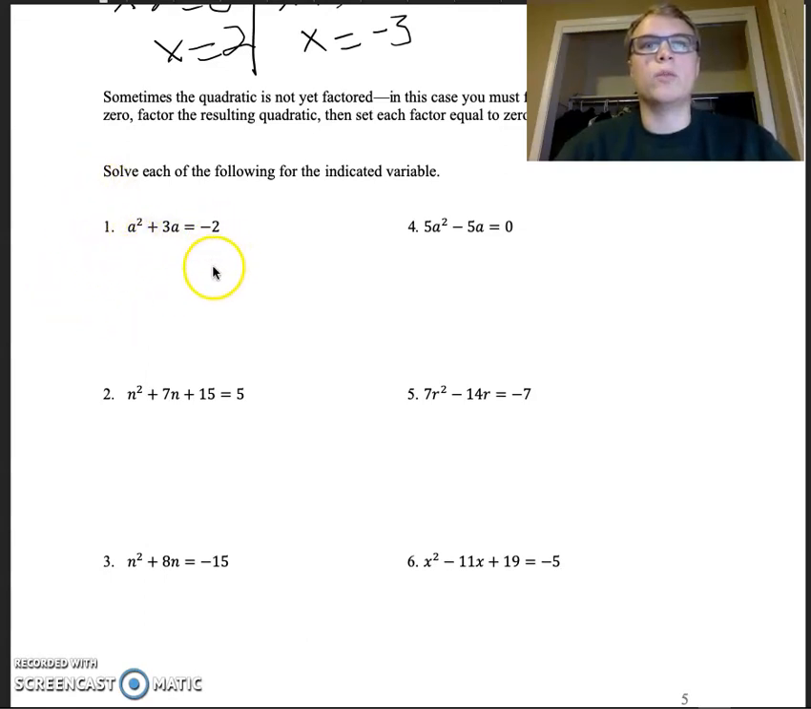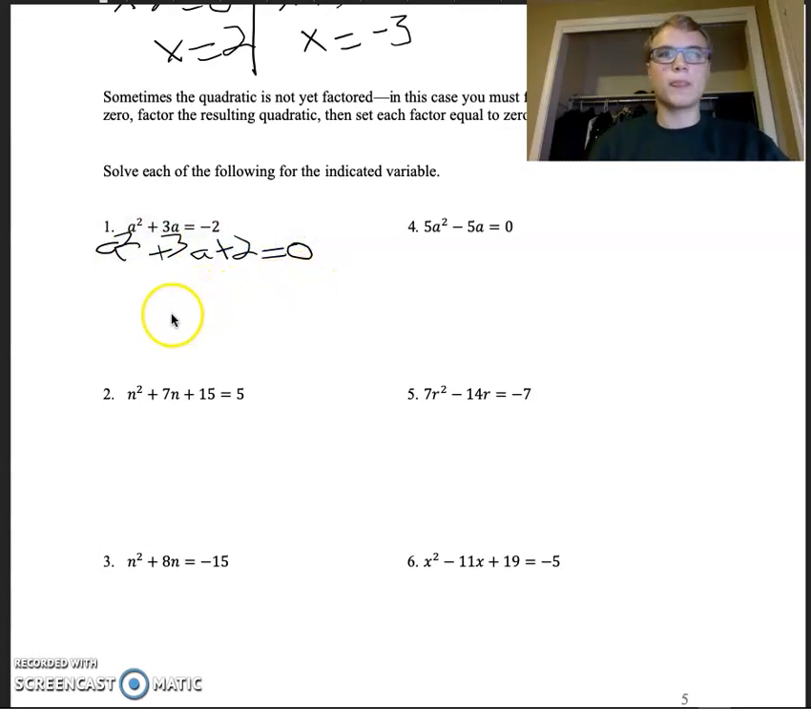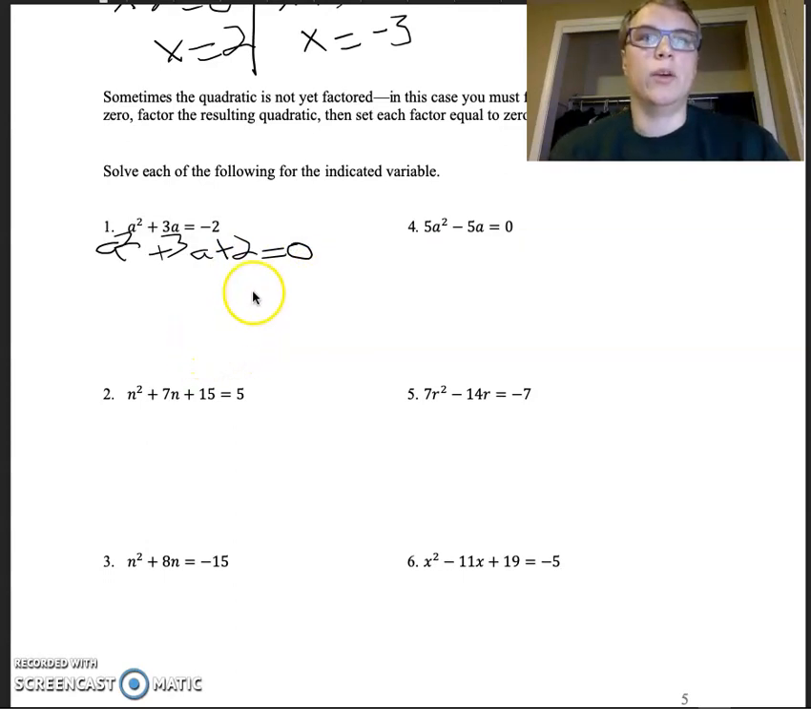We have to make sure we get 0 on one side. The easiest way to do it is add 2 over. That gets us a squared plus 3a plus 2 equals 0. And now we can factor. We know the factors for 2. Because it's prime, it's only 2 and 1, itself and 1. But we can add 2 and 1 together to get the 3. So that's how we can factor it out.